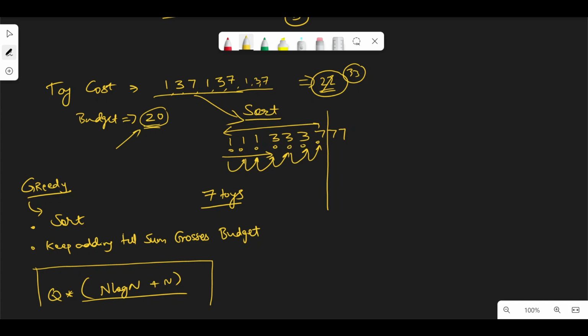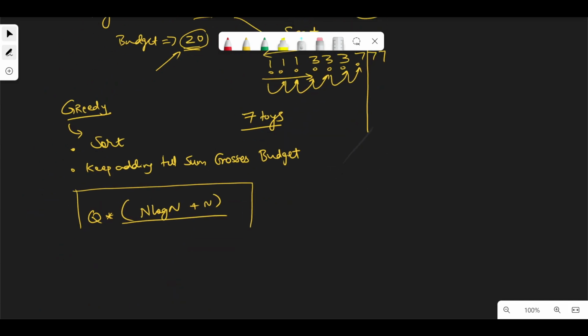Now, let's also talk about another approach, which would be slightly tricky, slightly different, but let's hear me out. So let's take the same example again. We have the costs array, which is 1, 3, 7, 1, 3, 7, 1, 3, 7, and our budget is 20, right?